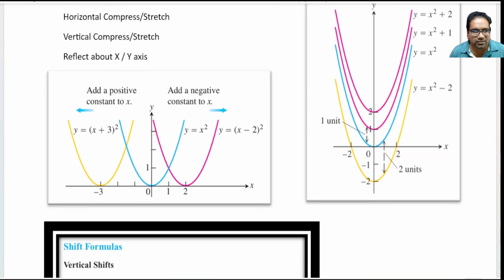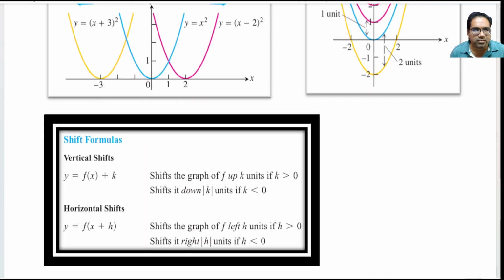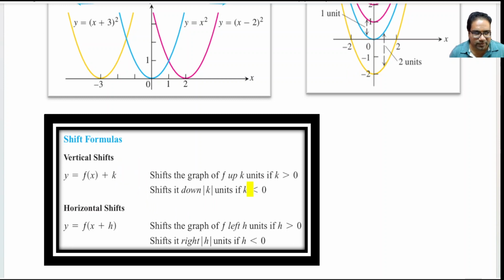What is the summary? The summary is like this. y equal to f of x plus some constant, f of x plus k. If k is positive, it will shift the graph upwards by k units. For example, f of x plus 1 will shift upwards. Similarly, if k is negative, then it will shift down by mod k units.